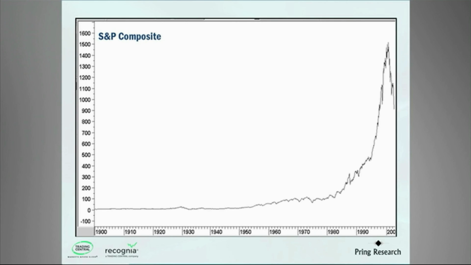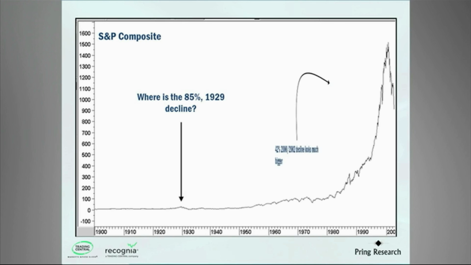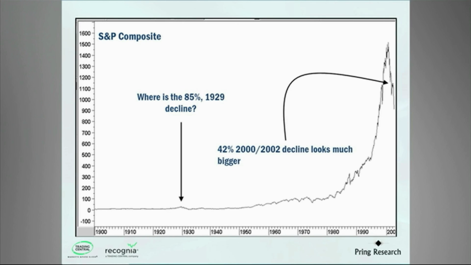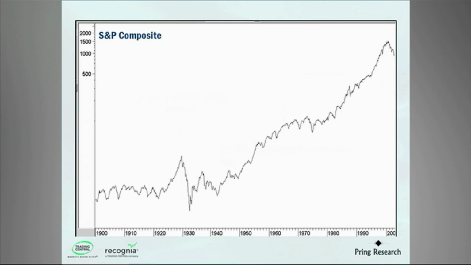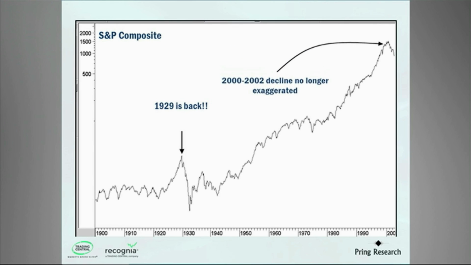Remember, there was a crash in 1929 when stocks lost 85% of their value, but you can't see it here. Also, in 2000 to 2002, prices lost 42% of their value, and it shows up as a far bigger decline than 1929. Now here's the same thing plotted on ratio scale. 1929 is back, and the 2000 to 2002 decline is placed in proportion.